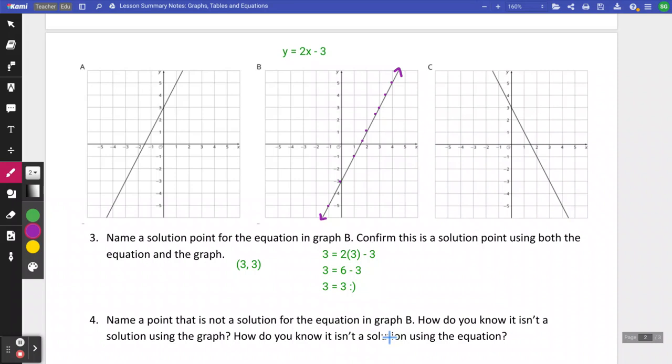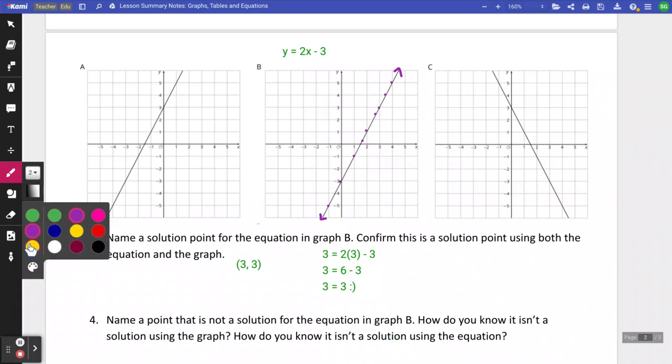So number 4, we'd mentioned, is like the opposite of number 3, which means I need the opposite statement of what we said in number 3. Number 3, we said it's a solution point if it lies on the line or satisfies the equation. The opposite of that would be it's not a solution point if it does not lie on the line and does not satisfy the equation.